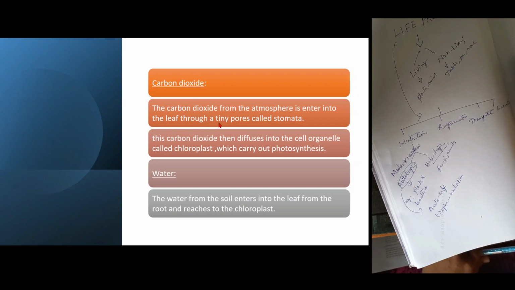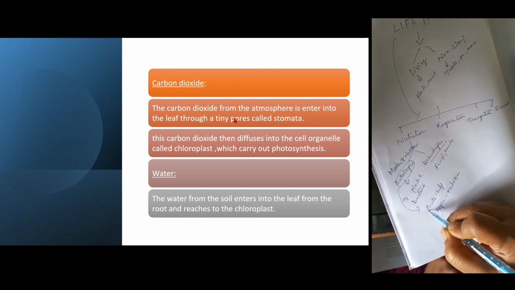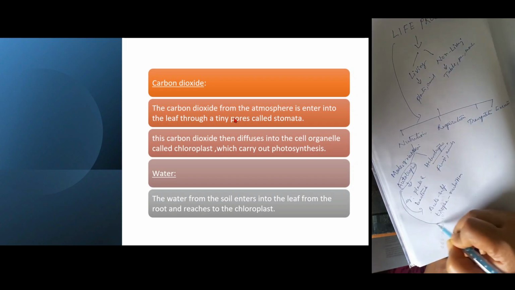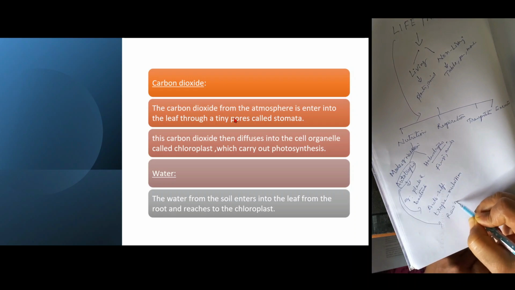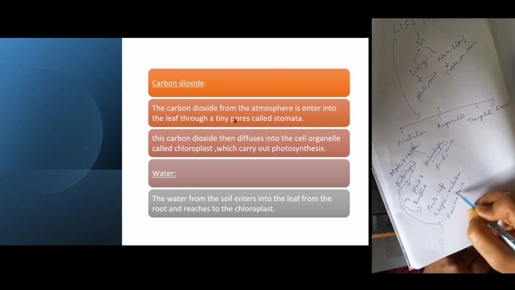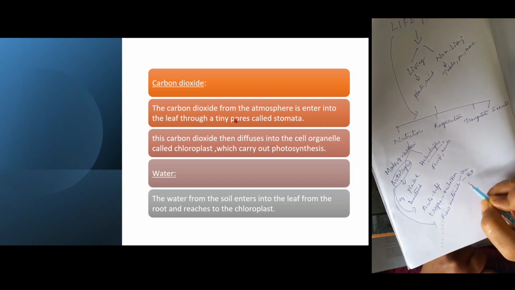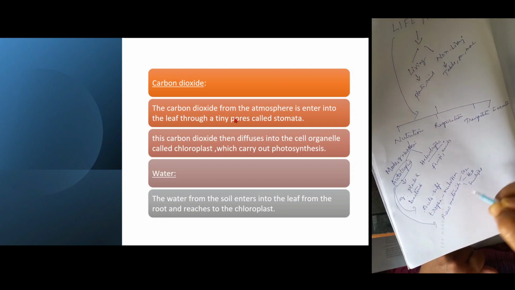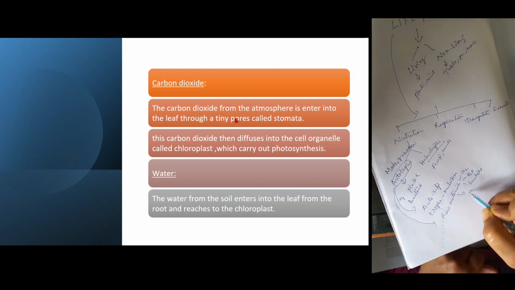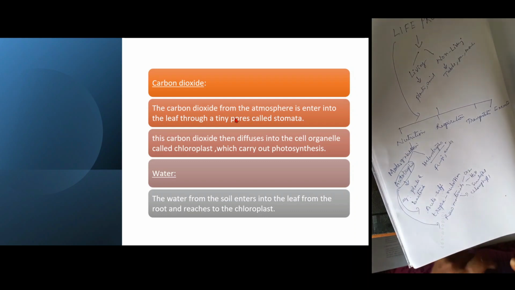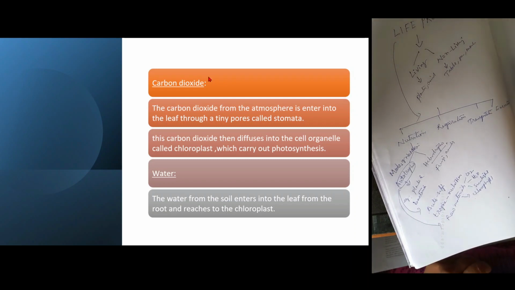First, carbon dioxide. To prepare food, the autotrophs need some raw materials. What do they need? Carbon dioxide, water, and the presence of sunlight. And also the plants have the green pigment called chlorophyll. So the first raw material is carbon dioxide.